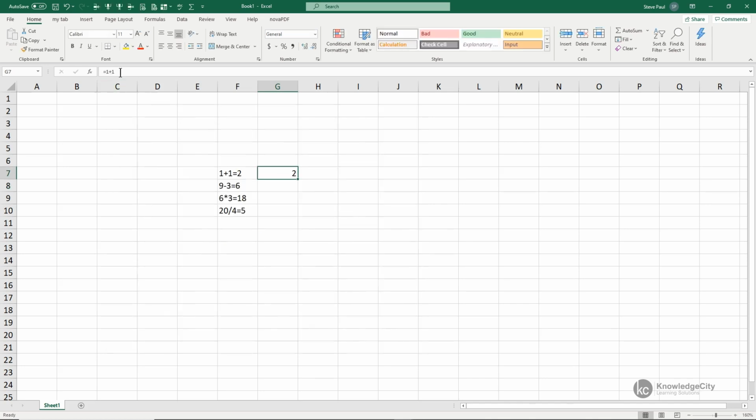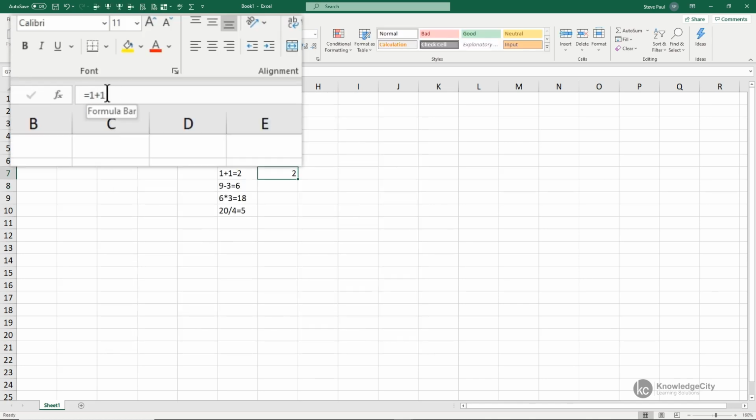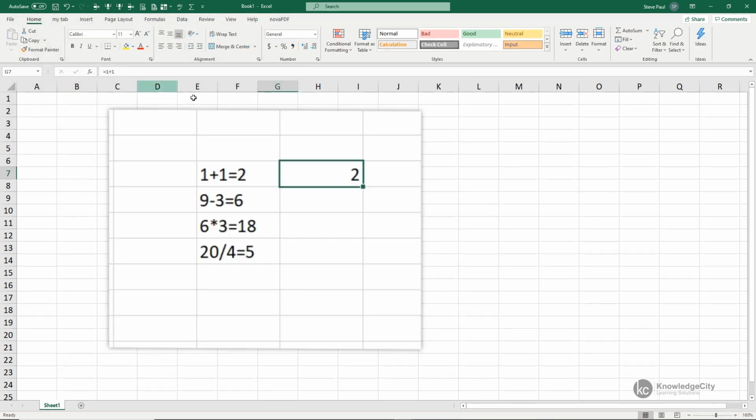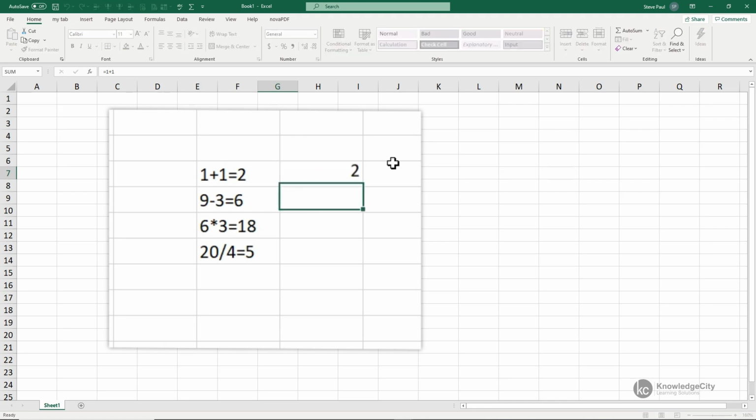Now, if we look up here, you'll see that in the formula bar, it doesn't show the result, it shows the formula 1 plus 1. So it's just showing the formula. If we were going to edit this and double click it, we see the formula, we don't see the answer. Hit enter, we see the answer.